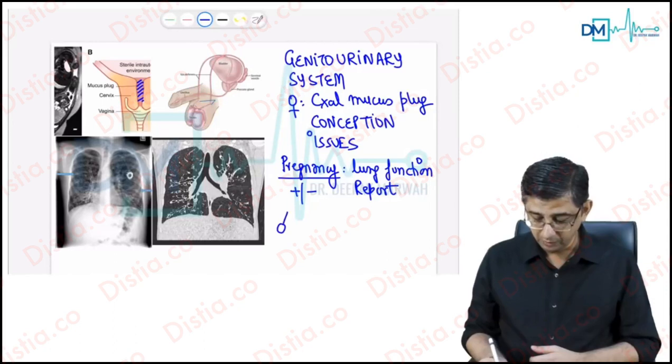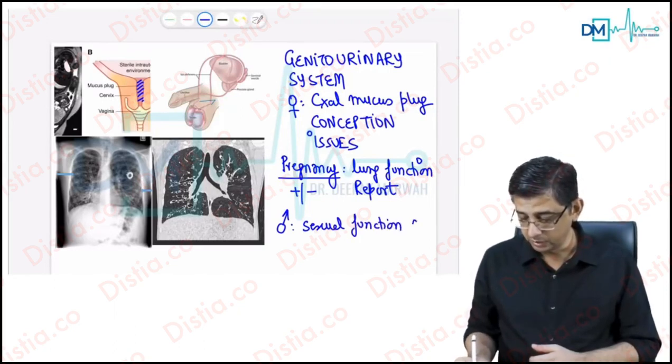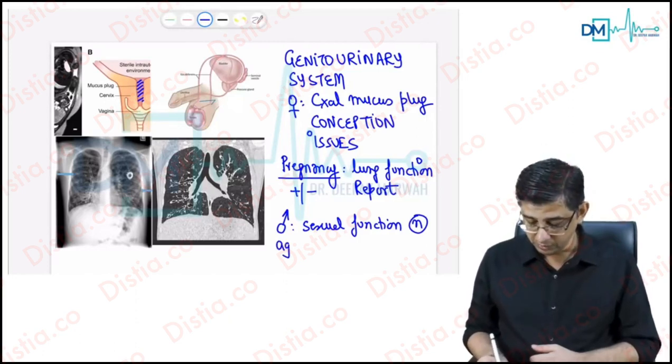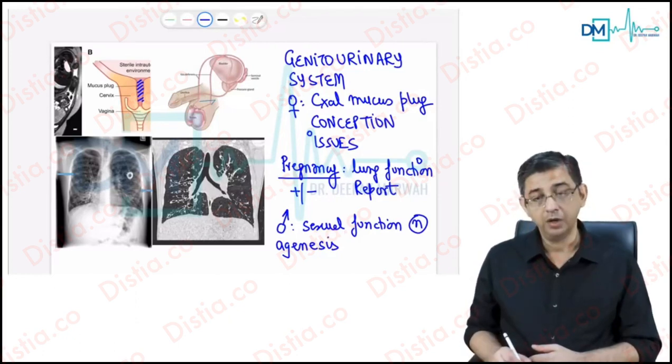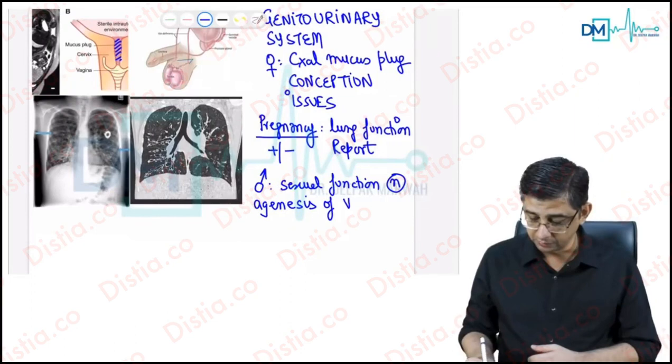From the male perspective, one thing I want you to remember is that sexual function, what I mean by sexual function is the ability to get an erection or to have an ejaculation, is normal in this condition. So a boy with cystic fibrosis will be able to have normal erection and ejaculation, but will have azoospermia because there is agenesis of the vas deferens.